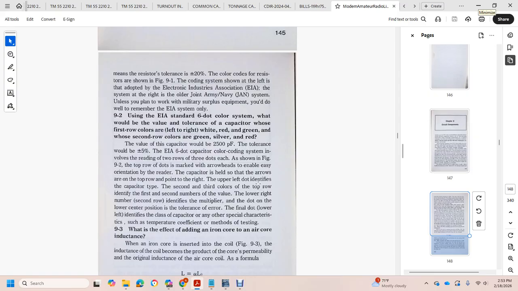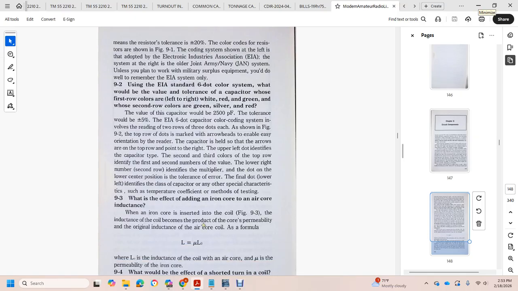Question 9.3: What is the effect of adding an iron core to an air core inductance? With an iron core inserted into the coil, the inductance of the coil is the product of the core permeability and the original inductance of the air coil.